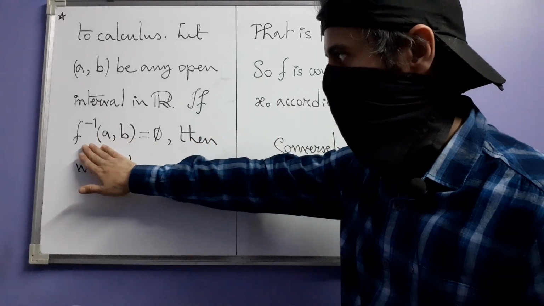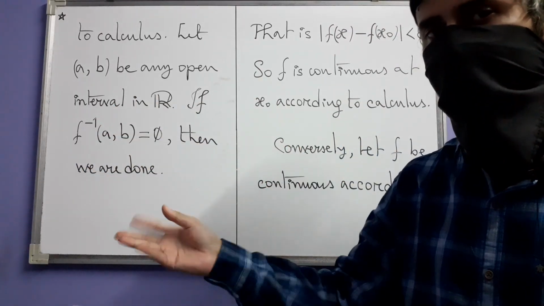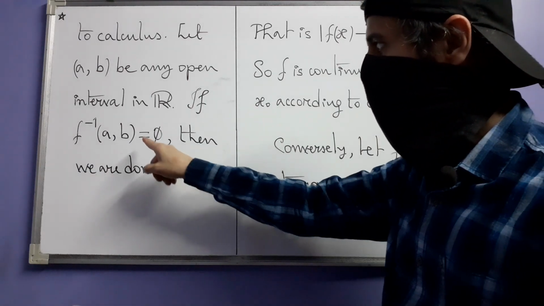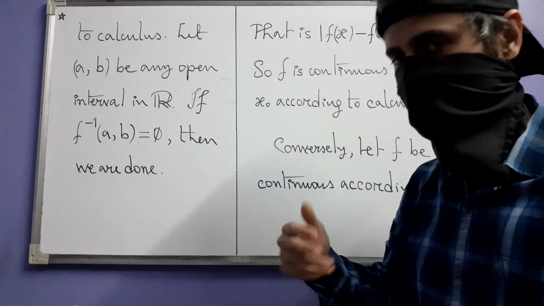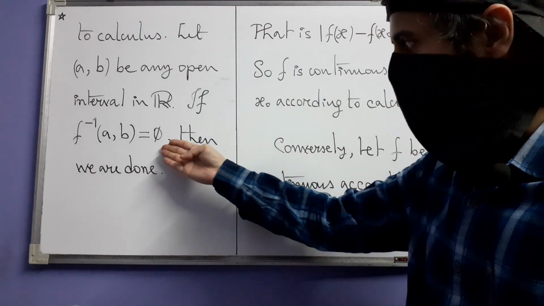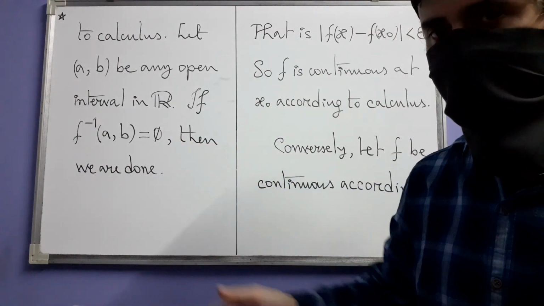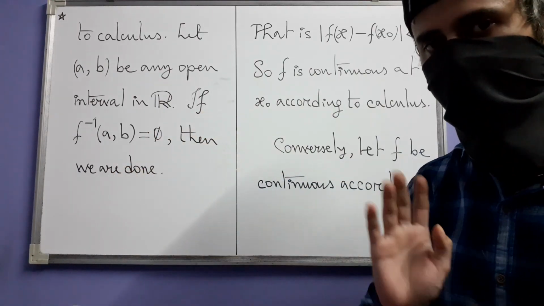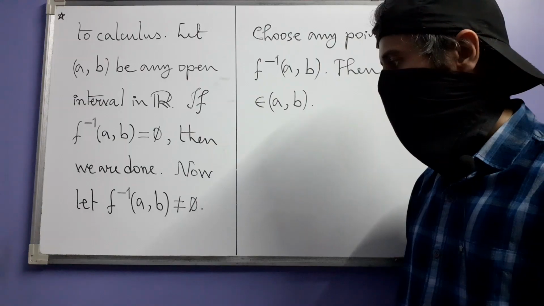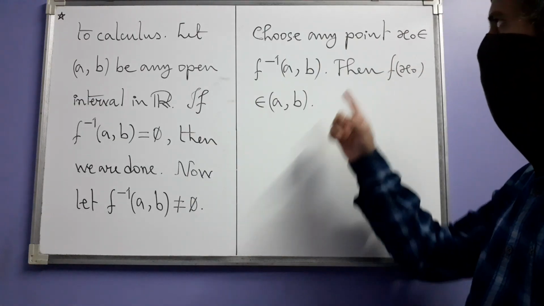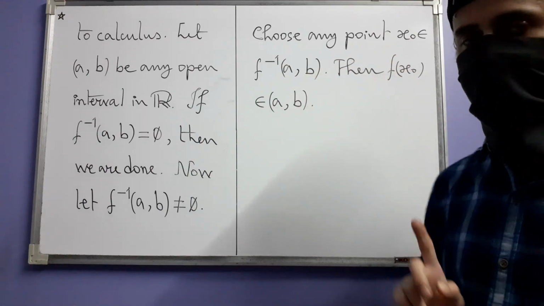And now let's consider the inverse image. It is something depending on what function f is. But if it happens to be empty, this is one possibility, then we are done, because this is already open in R. So next we have to see the case where this inverse image is non-empty. So let f inverse of (a, b) be non-empty. Now you choose any point x0 in this inverse image.